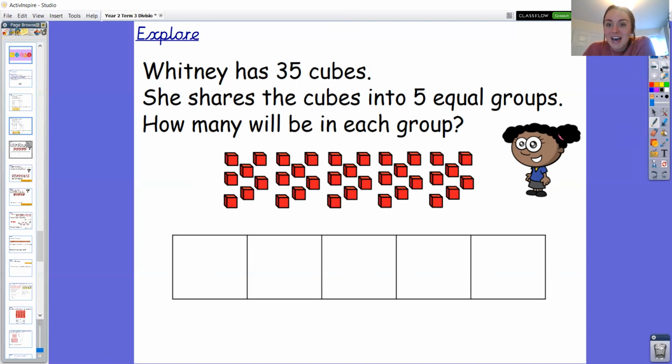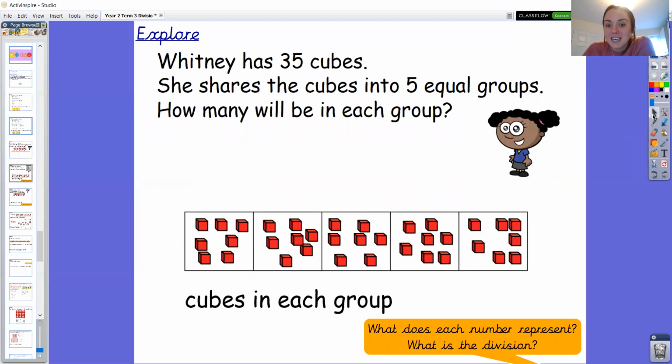Well done, Year Two. So let's have a look together. So as you can see here, there are cubes in each group now. Should we count one at a time? Let's join in with me, please. 1, 2, 3, 4, 5, 6, 7. So there are 7 cubes in each group. Should we say that together? 7 cubes in each group.